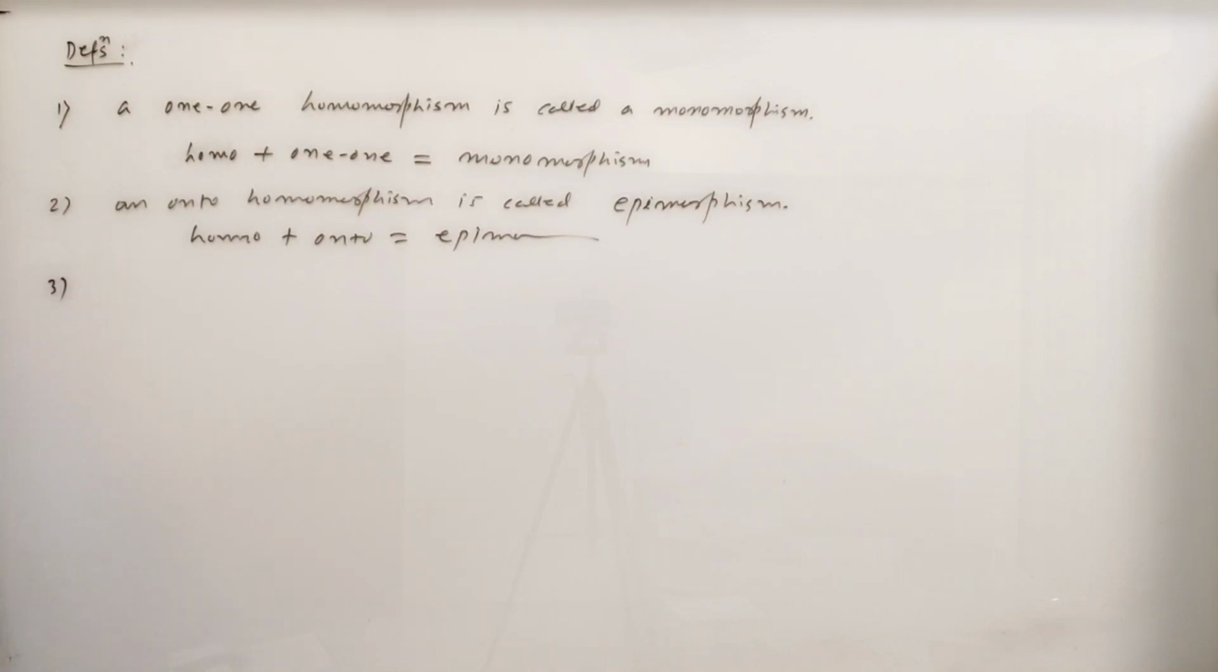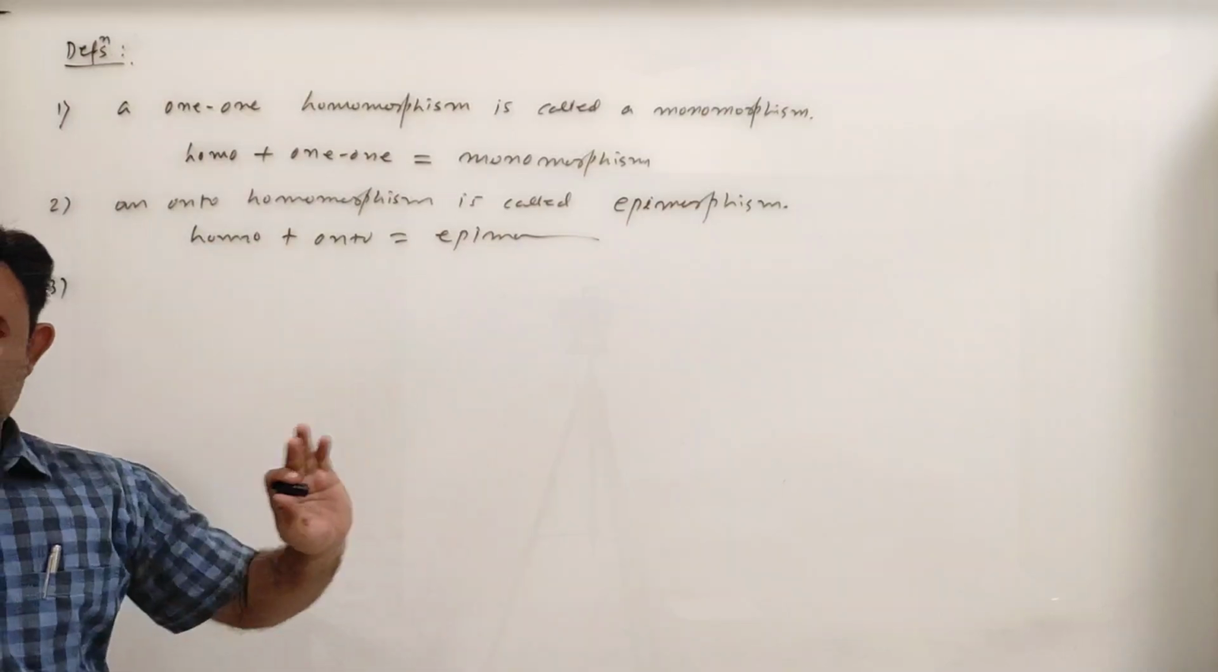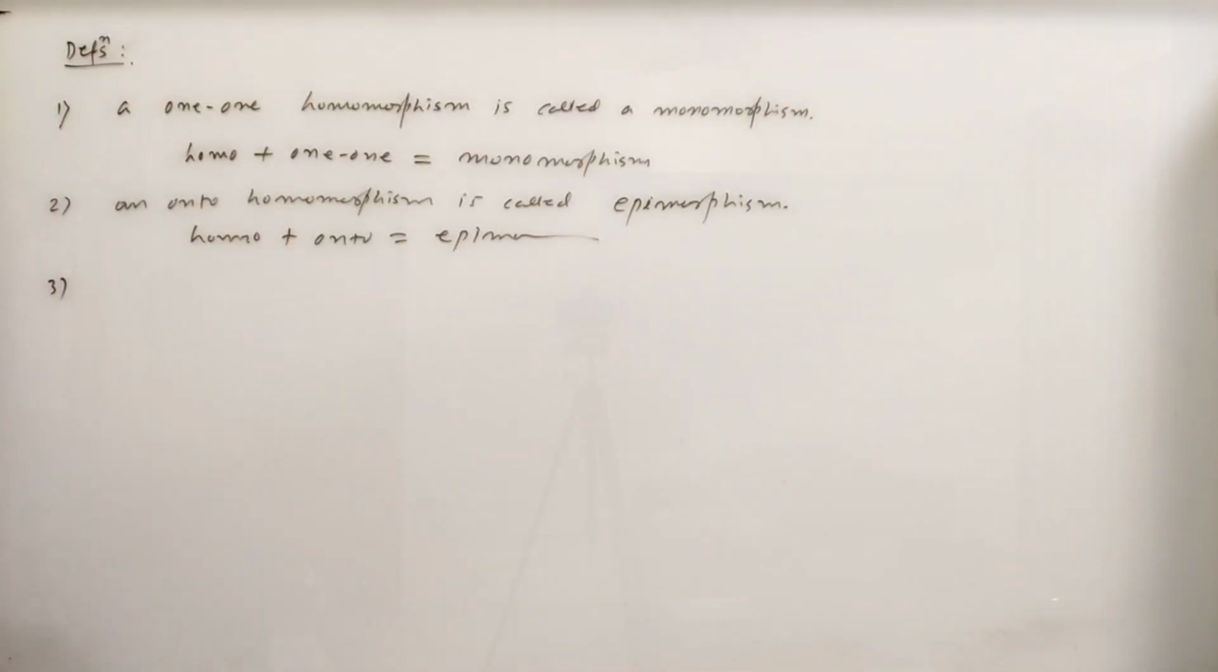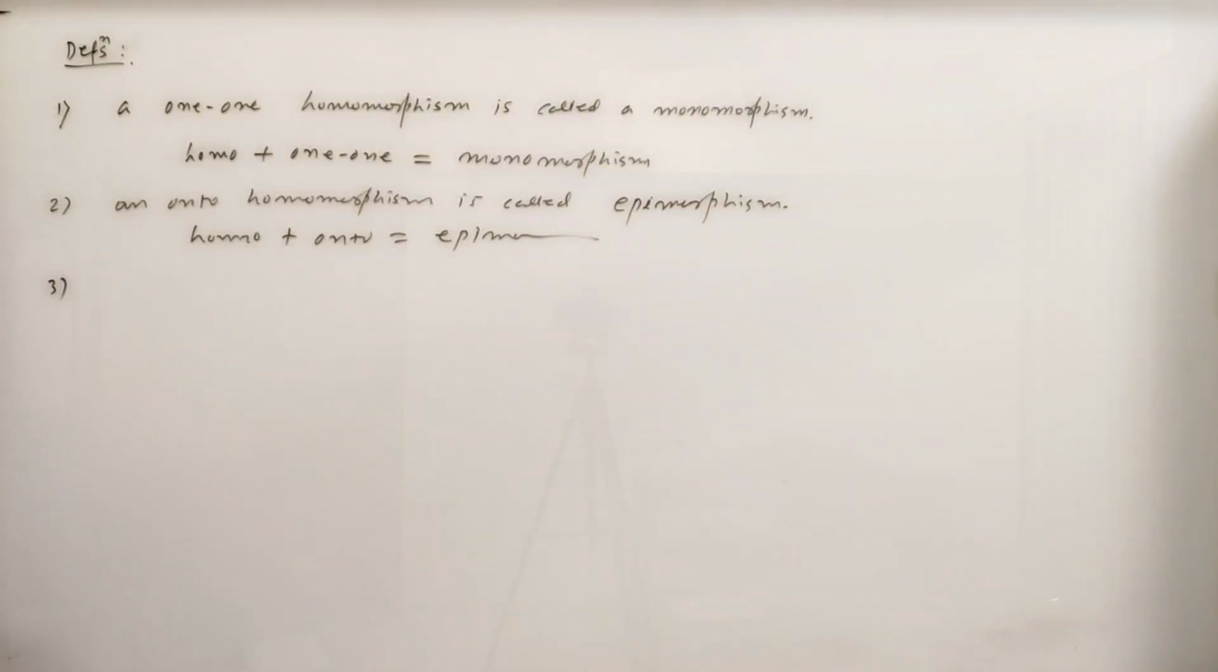Now third one, 1-1 plus onto plus homo, that is isomorphism, and we have already defined it and discussed it also, so I am not writing that definition. So 1-1 plus onto plus homo means isomorphism.